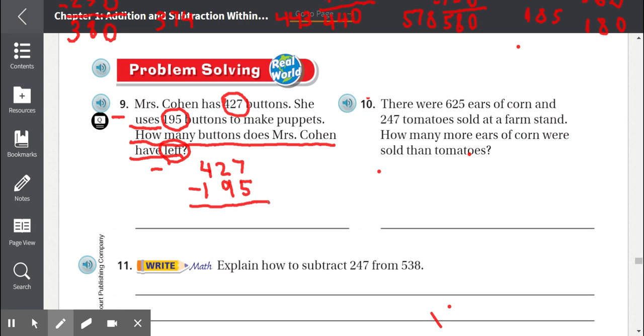So 7 minus 5, 2. We start with the ones place. In the tens place, 2 minus 9. We can't do that. So we have to borrow from the 4. The 4 becomes a 3. And this 2 becomes a 12. Now 12 minus 9 is 3. Now in the hundreds place, it's no longer 4 minus 1. It is 3 minus 1. 3 minus 1 is 2. So how many buttons does she have left? 232 buttons left.